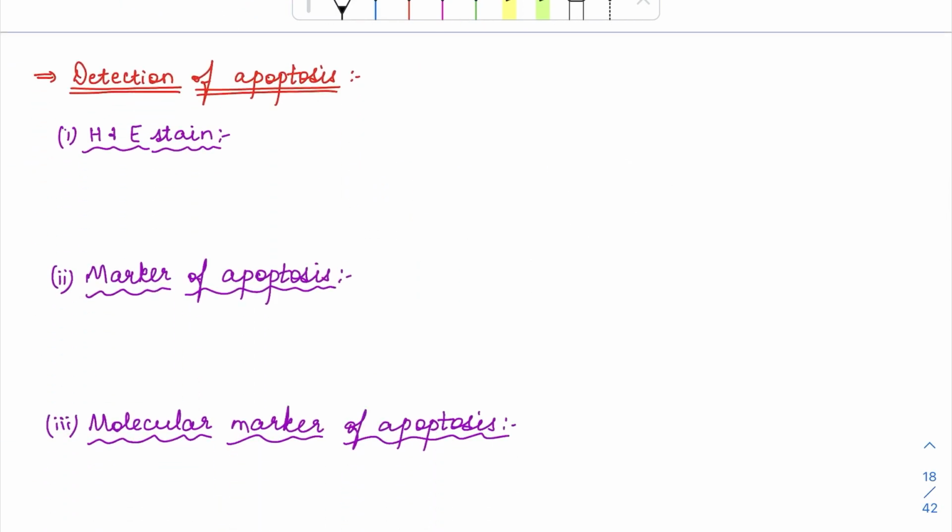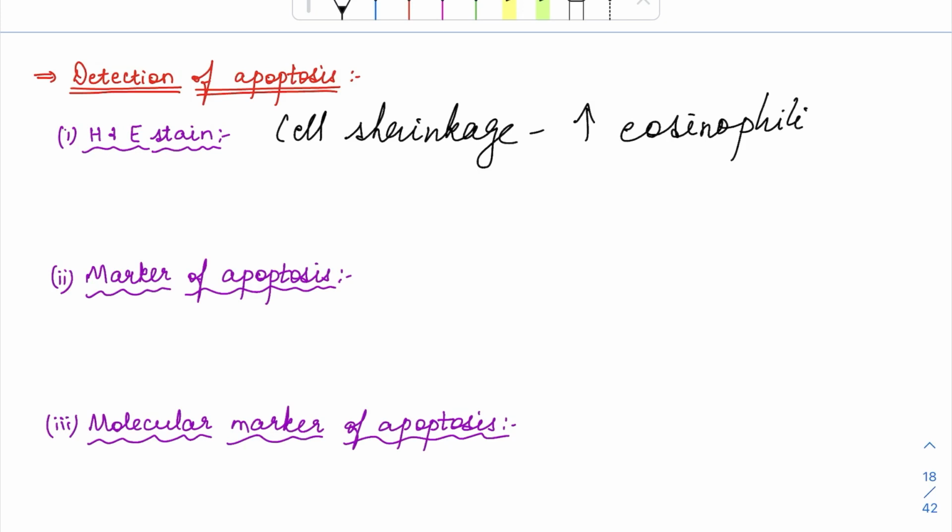Next we see how to detect apoptosis. Usually on H&E stain, as I told you, it is difficult to recognize apoptosis, but still, if you remember, we saw the Councilman body, which is also an apoptotic body, right? So how was the cell? It was showing cell shrinkage with increased eosinophilia of the cytoplasm. So there is dense eosinophilic cytoplasm in these cells. Along with that, there is going to be nuclear chromatin condensation, which was pyknosis. This is how an apoptotic cell will look on microscopy.